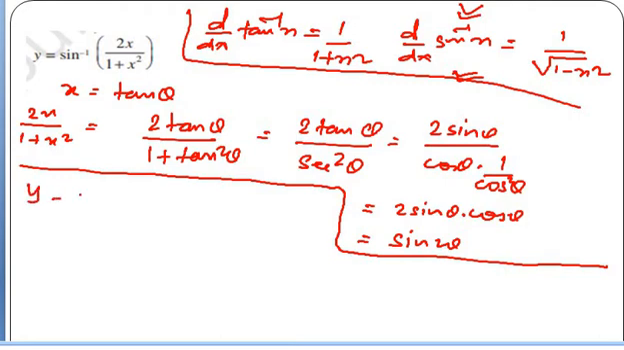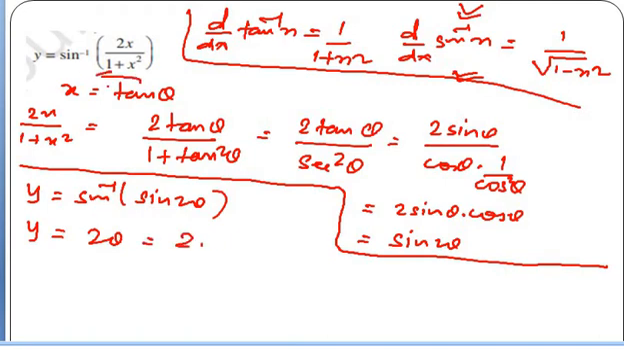So now we can write the question is equal to sine inverse of sine of 2 theta. So we can write here 2 theta, because sine and sine inverse get cancelled. So we can write 2 theta. What is the value of theta? So this tan we can move here, and we can write theta is equal to tan inverse of x.